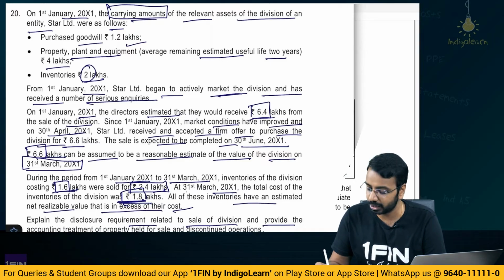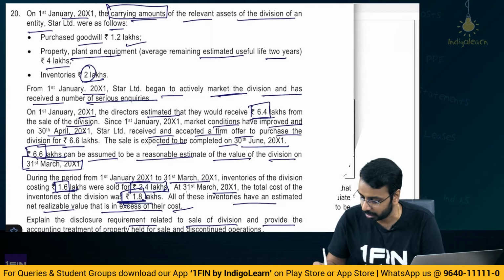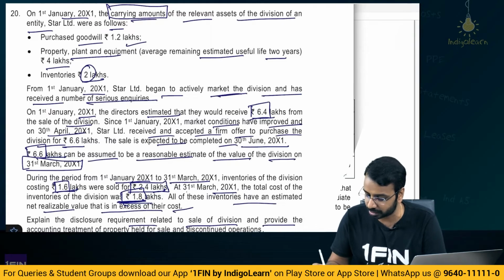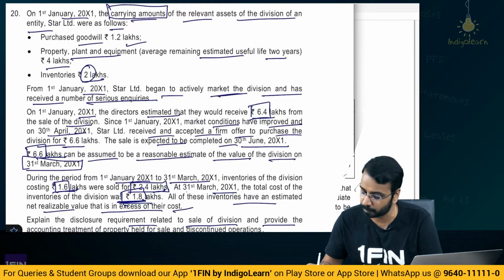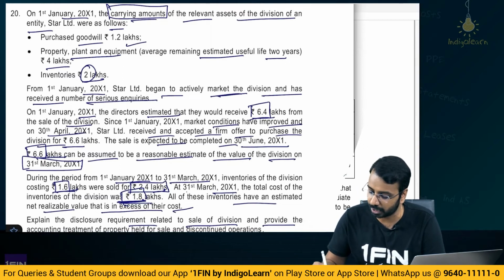So, as of 31st of March, the inventory is 1.8 lakhs. Now, you may think, sir, we have already sold inventory costing 1.6, how is it 1.8? There could be fresh purchases. All of these inventories have an estimated NRV that is in excess of their cost. So, at least you will get 1.8 lakhs.